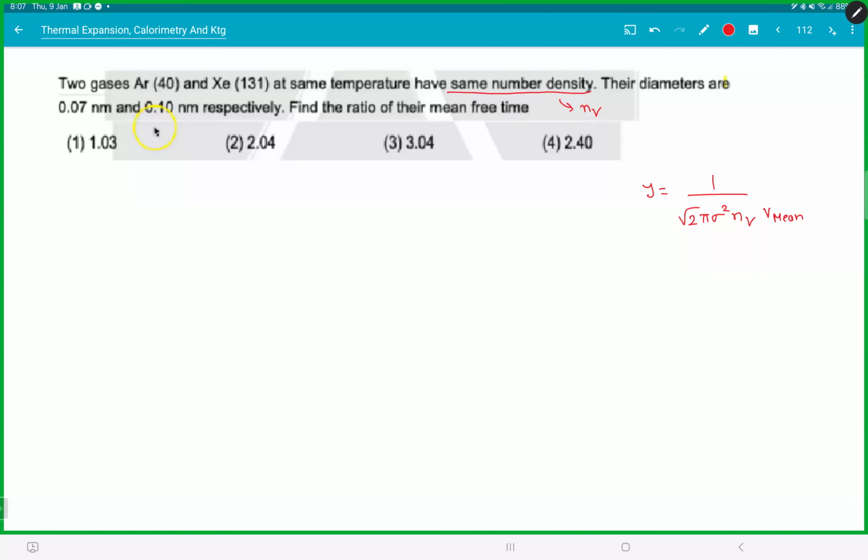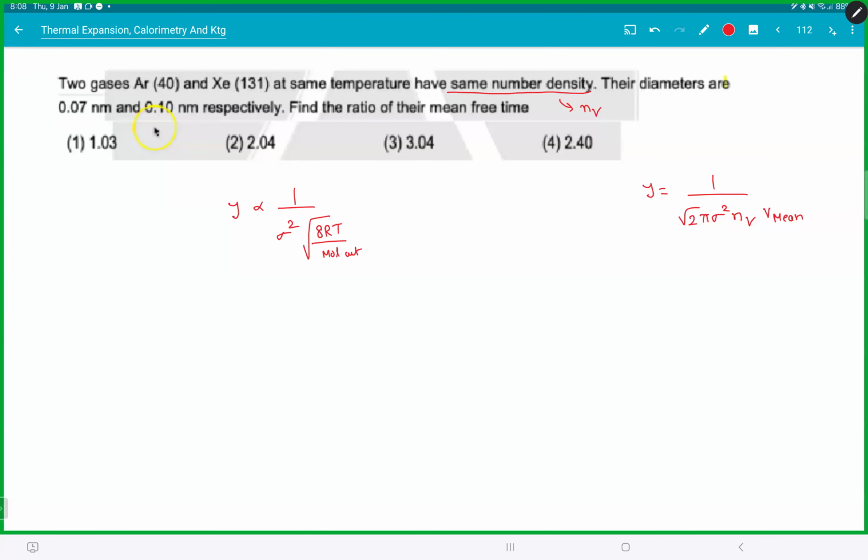Yeah, diameters in meters. SI units, no? Always. The catch here is this tau is proportional to 1 by root 2 pi sigma square NV V mean. Root 2 is constant, pi is constant, NV is constant, and they also give same temperature. So this is the mistake people do. Temperature is same, so V mean is same. So this is 1 by sigma square. V mean is root of 8RT by pi M. The 8RT was the same, but in the denominator there is a molecular weight. Molecular weight is not same.